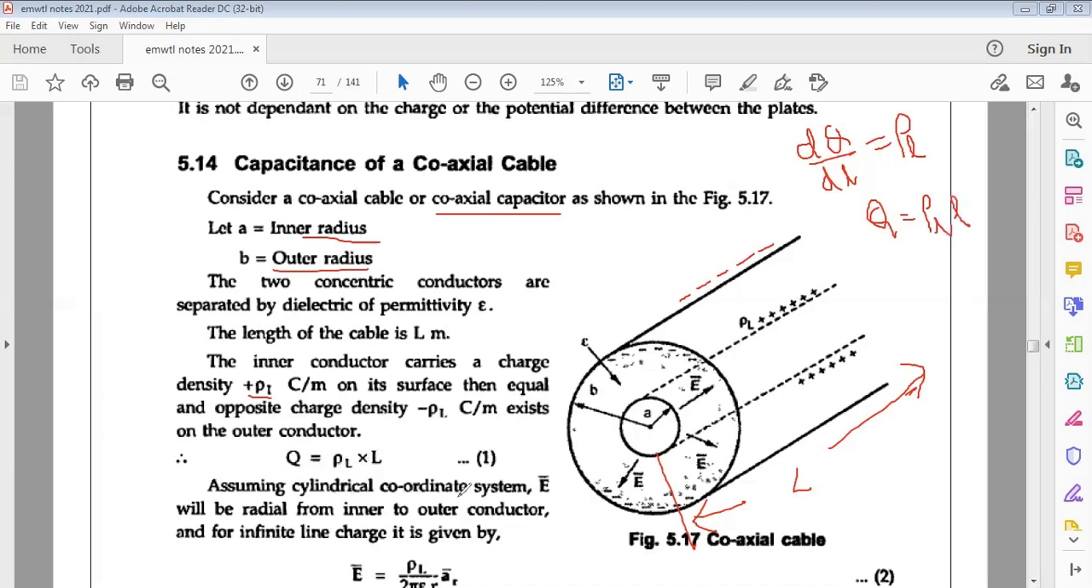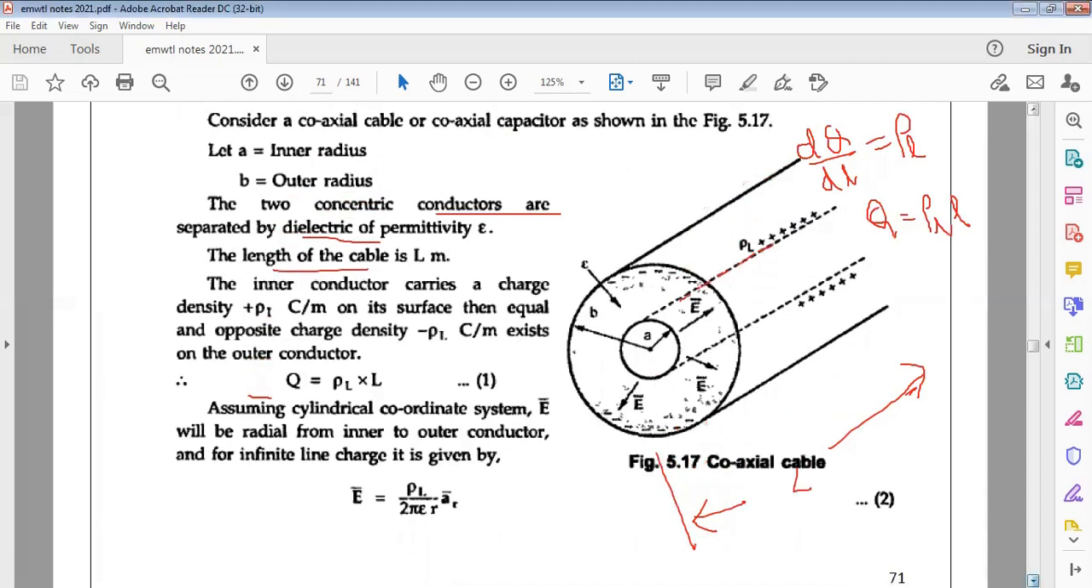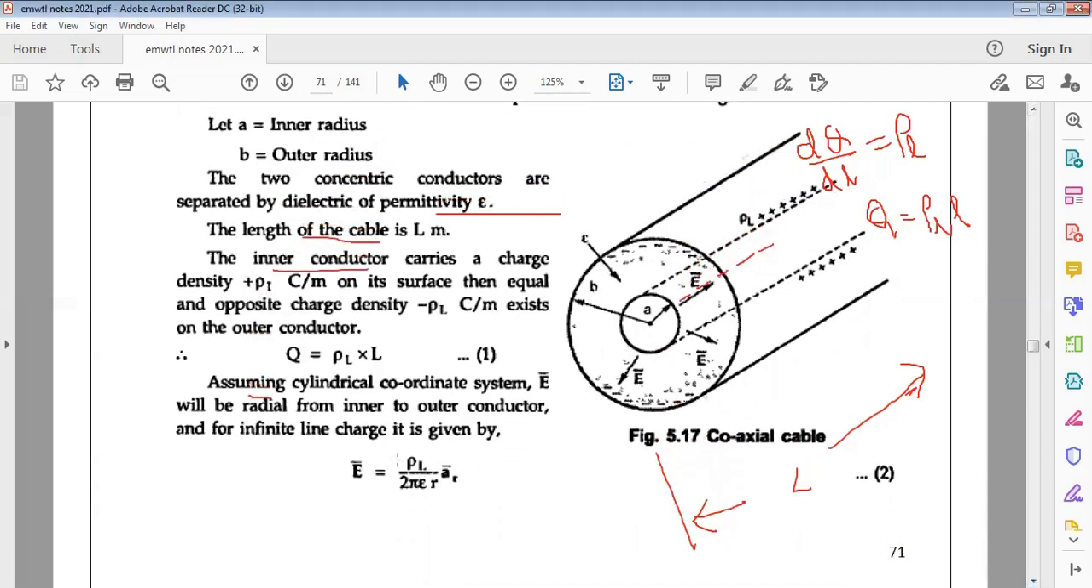Assume a cylindrical coordinate system. E bar will be radial from the inner to the outer conductor. For an infinite line charge, E bar is equal to rho L by 2 pi epsilon naught R into AR bar. These are formulae we already derived. For a point charge, E bar is equal to Q by 4 pi epsilon naught R square into AR bar.